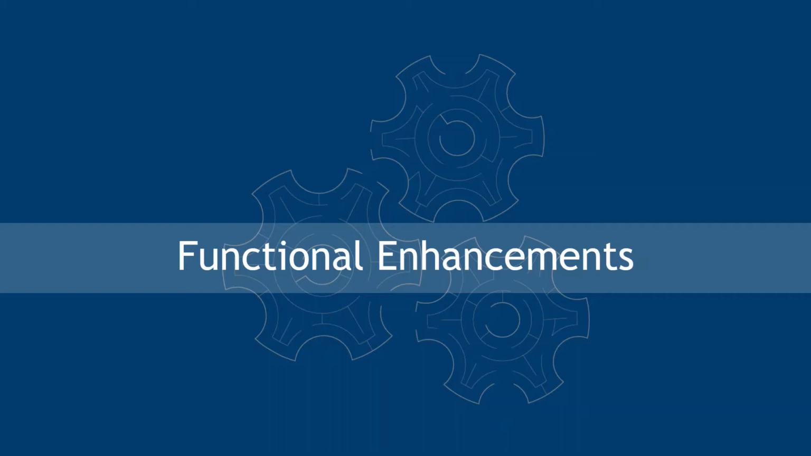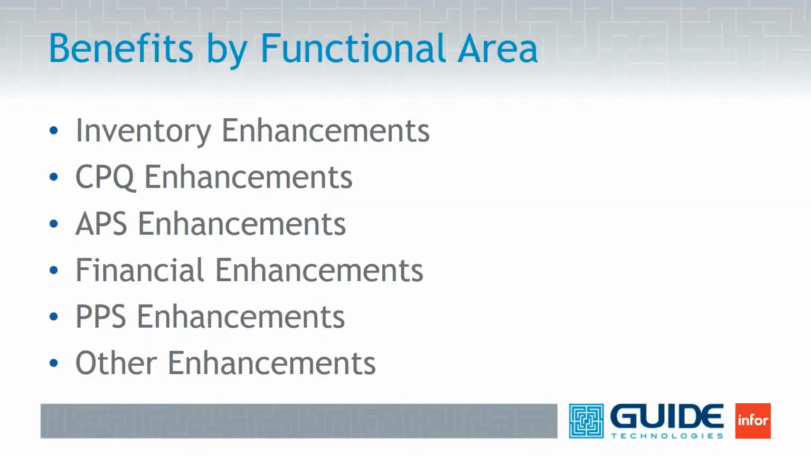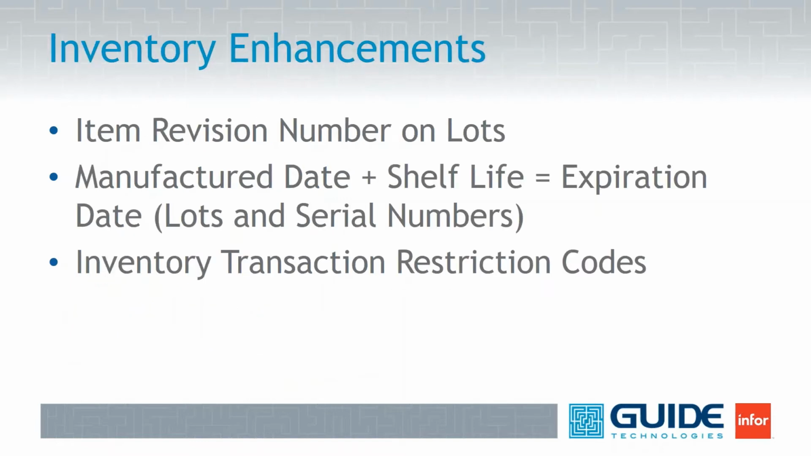Okay, so that's the technical enhancements. Let's talk about the functional enhancements and why you might want to go to CSI version 10. Several different areas of functional enhancements. We'll talk about each of them, but there's an inventory section, some significant inventory enhancements. There are some CPQ enhancements. There are some advanced planning and scheduling enhancements. The finance module has a lot of goodies in it that people have been looking for quite a long time. There's some pick, pack, and ship enhancements and a couple of other miscellaneous enhancements, which we'll get into.